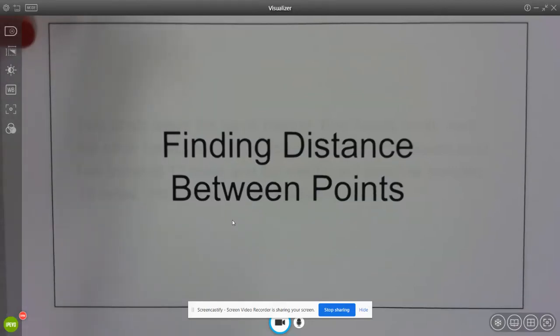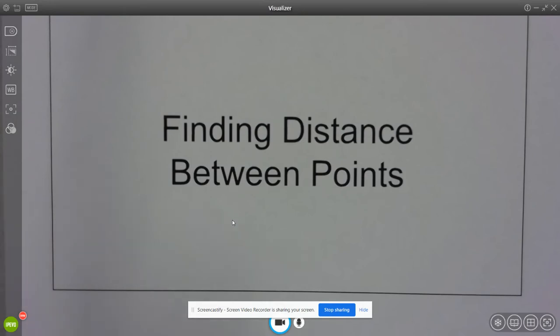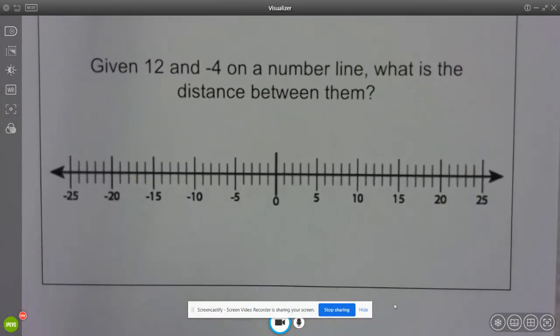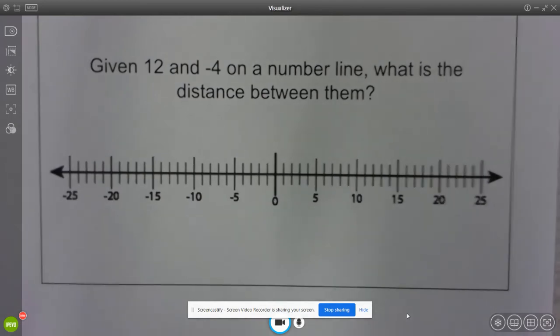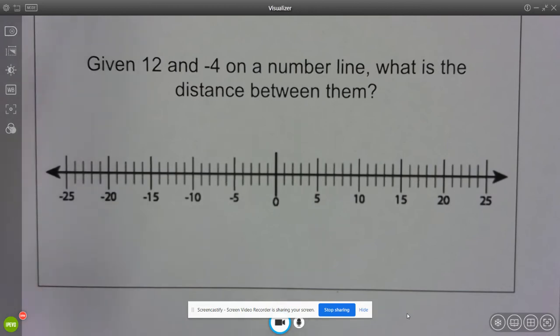All right, so in this lesson, we're going to talk about how to find the distance between points. The first thing we're going to do is look at points on a number line, and then we're going to switch over to finding the distance between points on a coordinate plane. There are a lot of different ways we could go about doing this.